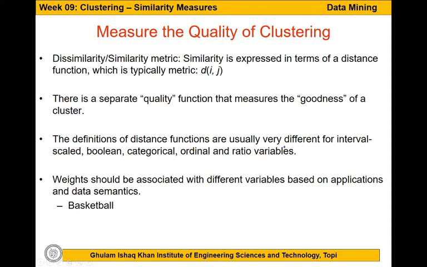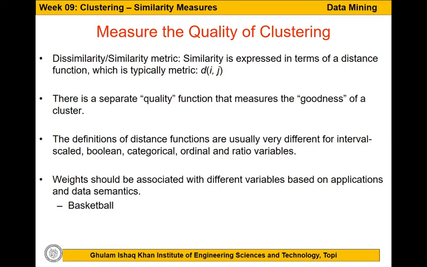distance functions is usually very different for interval-based, Boolean, categorical, ordinal, and ratio values, because in your data certain values may be, let's say, integer type, certain values may be Boolean, let's say true and false, and categorical values may be colors. Colors have categories, they don't have continuous values. So computing distance for such values is a bit challenging.